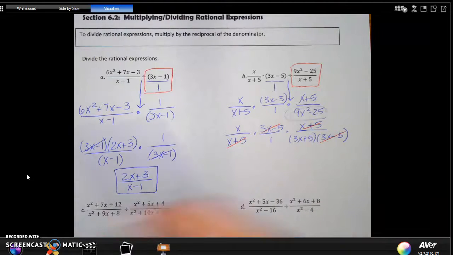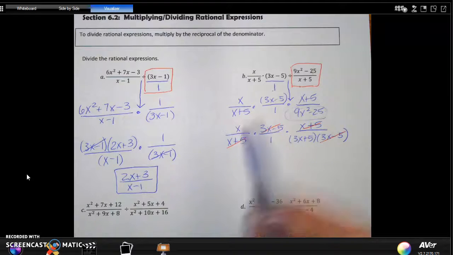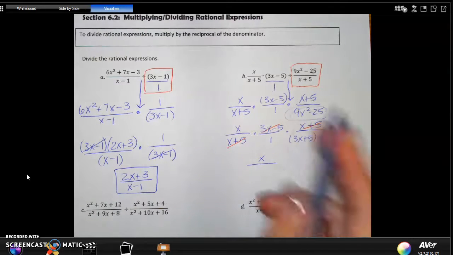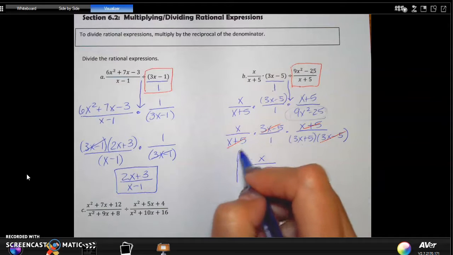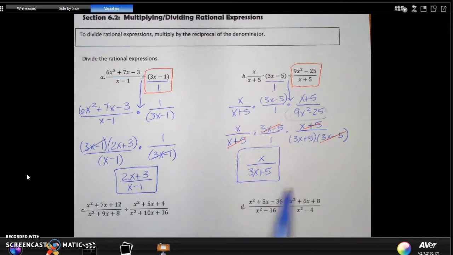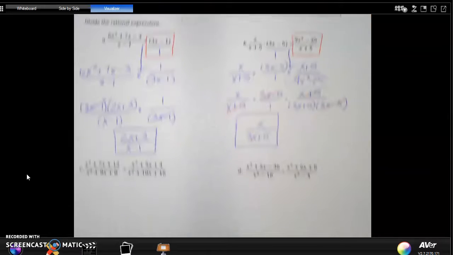When we walk across the top here, we only have this x left. We walk across the bottom, we have 1 times 3x plus 5, which is just 3x plus 5. So that one simplified a lot after we did all the work to get to the end there. Okay, we just have 2 more.